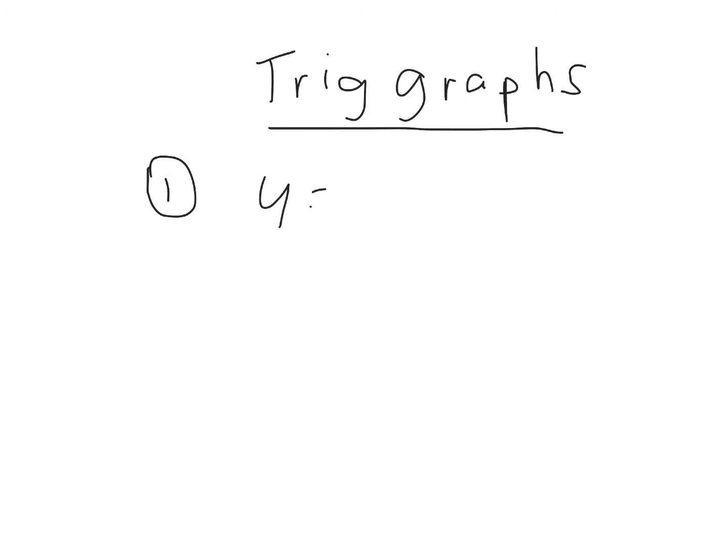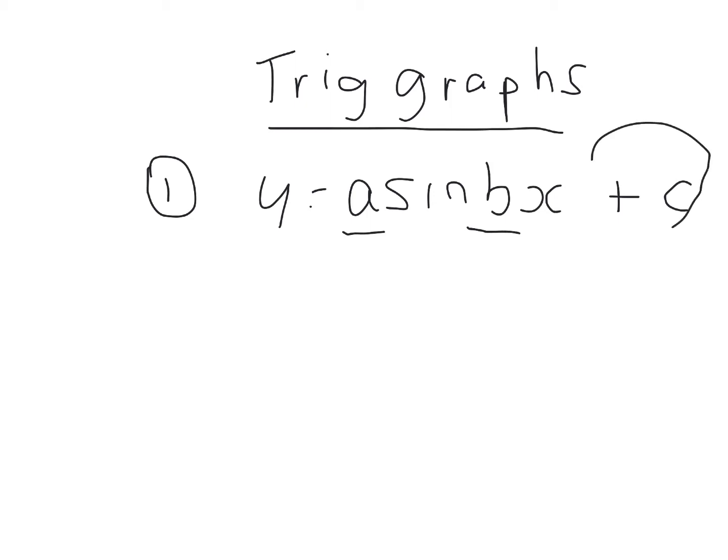So we've got y equals a sine bx plus c. Now we know how to find a and b. A is the amplitude, that's half the total vertical height. B is the number of cycles in 360 degrees. Now what c is, is that the thing has been shifted up vertically. So we're going to look at one of these just now and I'm going to explain to you how to do it.